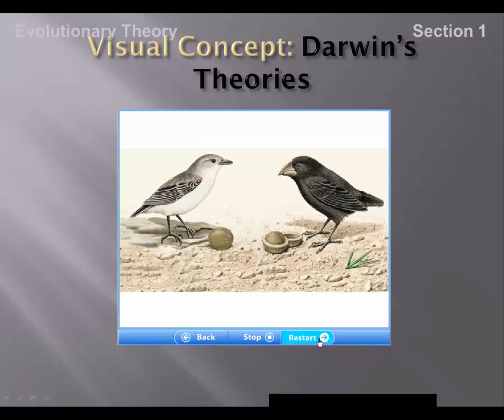In an area with only nuts to eat, a large ground finch will find food and a warbler finch will not, because the warbler finch's beak is not made for cracking nuts. In this case, the large ground finch is more likely than the warbler finch to survive and reproduce, passing its traits to its offspring.